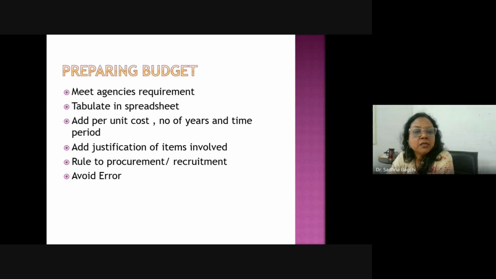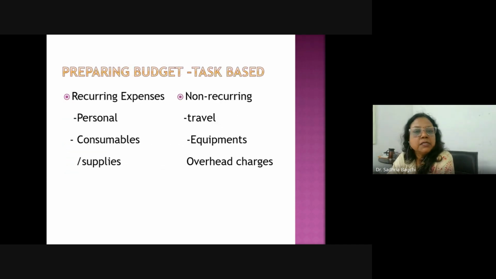So what is the rule? If any asset, like a laptop, any statistical unit or any PC, is to be procured for completion of the project, what is the rule of procurement? You have to mention it in the project. If any recruitment is required to complete the project, whether for the collection of data or any part of the study, what is the basis? What is the basic qualification for the recruit? Everything you have to mention, and avoid errors. So naturally, you have to keep this key knowledge in mind.